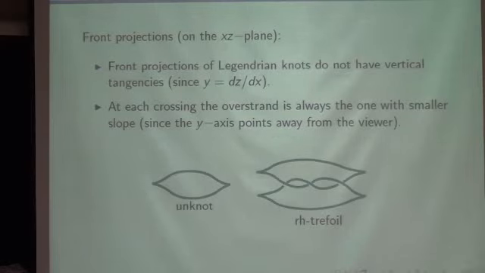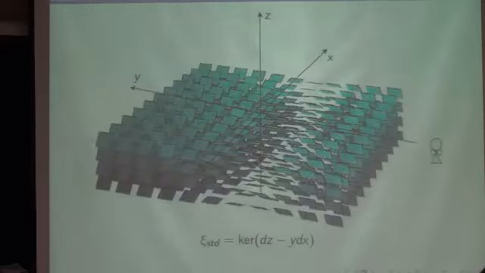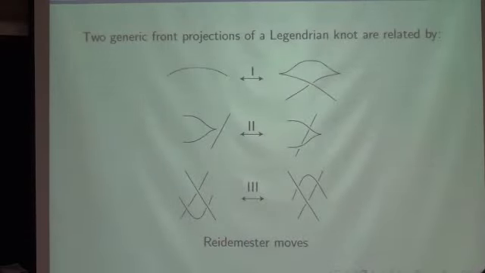So the front projection is really nice because we know that if we draw something like this with cusps and with the crossings like this, it will actually be a Legendrian knot. So this makes it simple. And then just like with knots in R3 without the extra structure, when you have two Legendrian knots that are in the same knot class, they are related by Reidemeister moves as well.